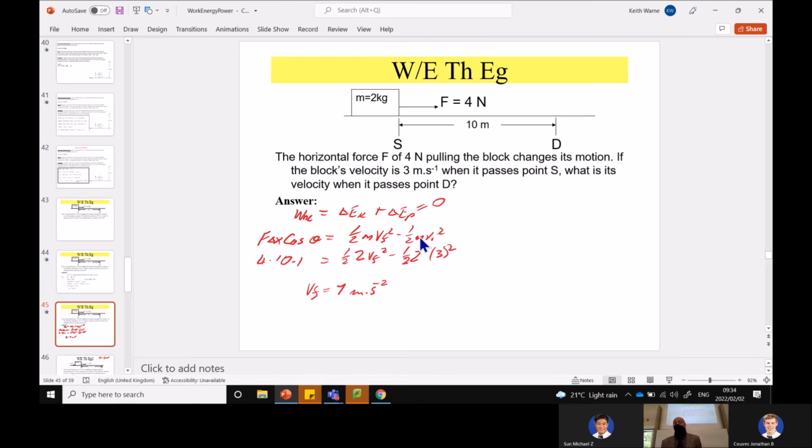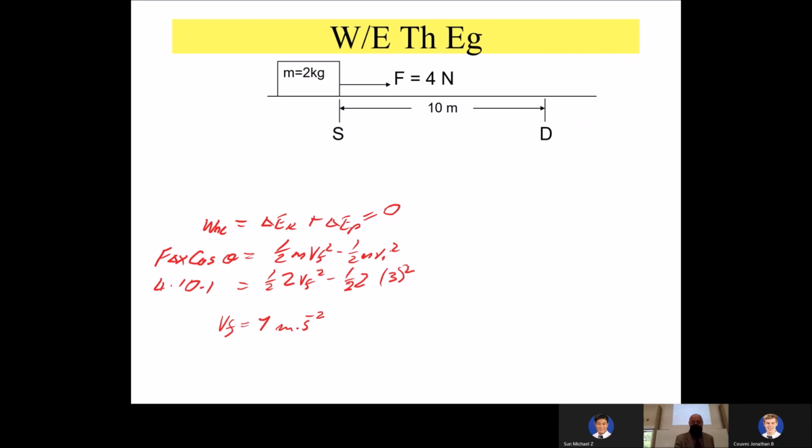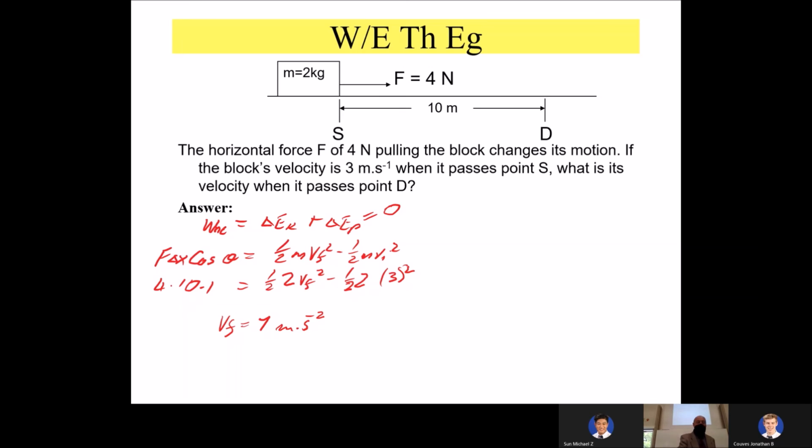Because that's the formula. They asked me to do it the other way using this formula: WNC is delta EK plus delta EP. Yeah, but that's why it's equal to 0, because it doesn't move up or down. So do you agree you get the same answer? It doesn't matter which way you do it, you should get the same answer.